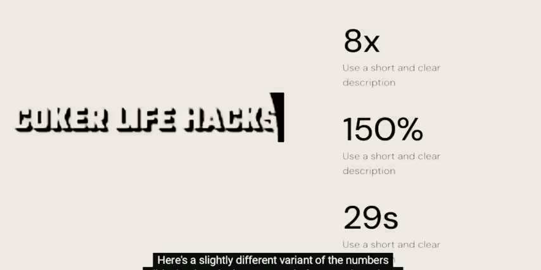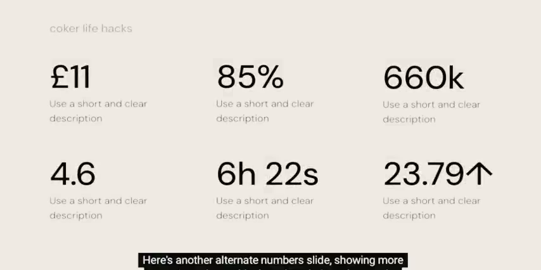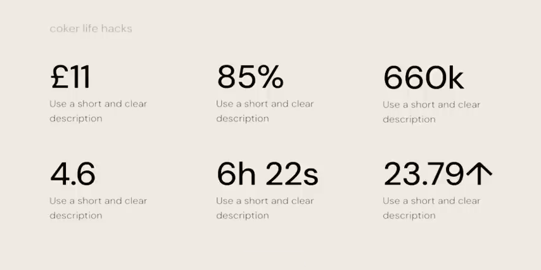Here's a slightly different variant of the numbers slide that has the image more in focus and numbers on the right side. Here's another alternate numbers slide, showing up to 6 numbers with short descriptions that can be amended.